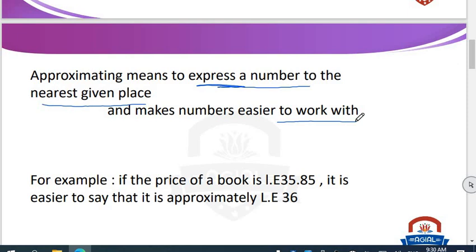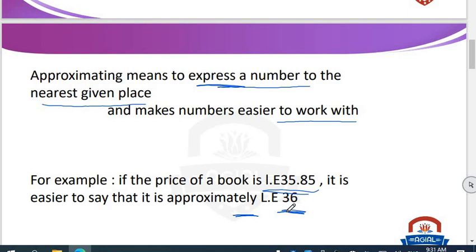Okay, to understand, read with me the first example. For example, if the price of a book is 35.85 pounds, it is easier to say that it is approximately 36 pounds. Don't say 35.85; you can say it is approximately 36. So approximating means to express a number to the nearest given place.